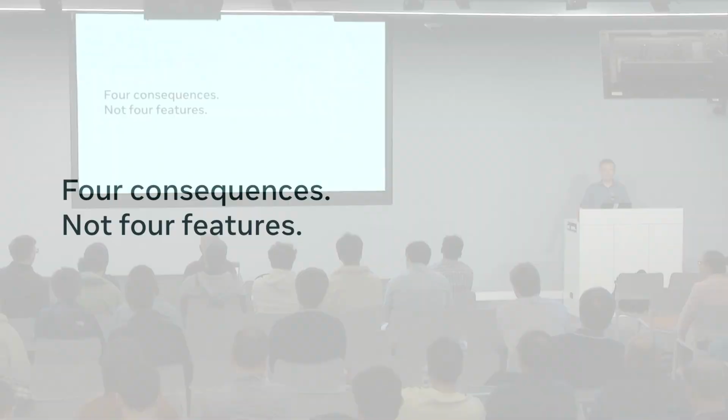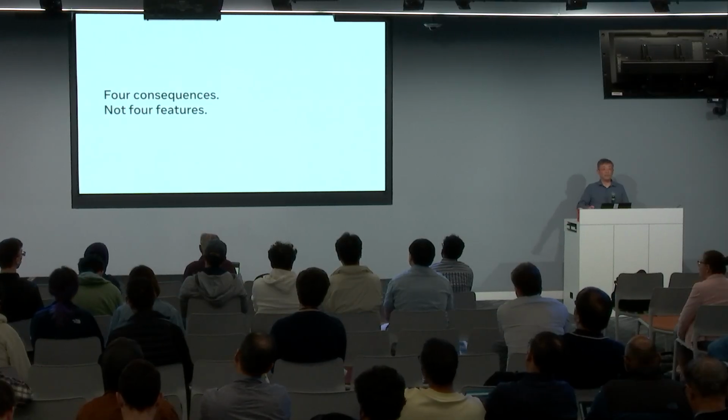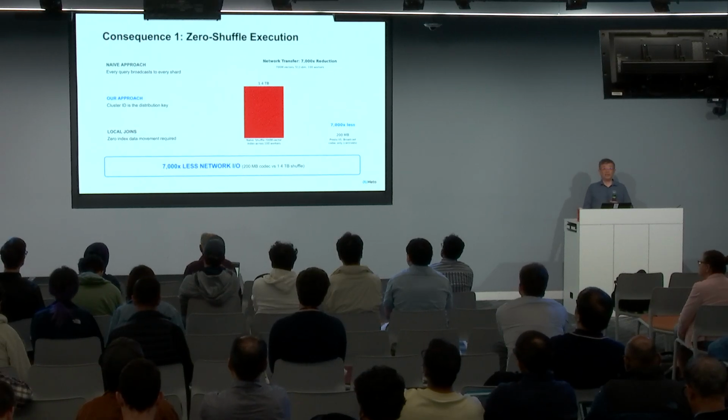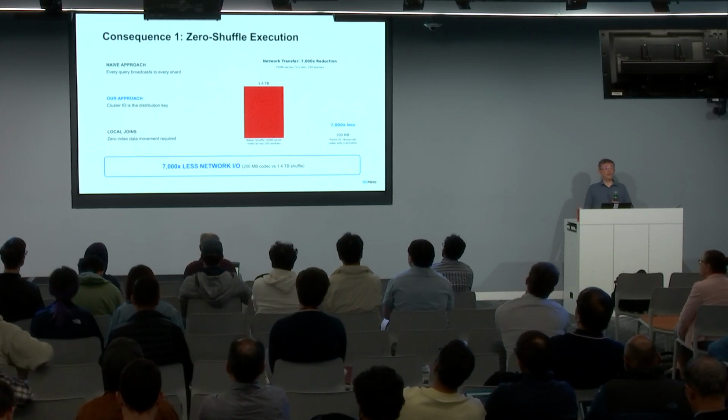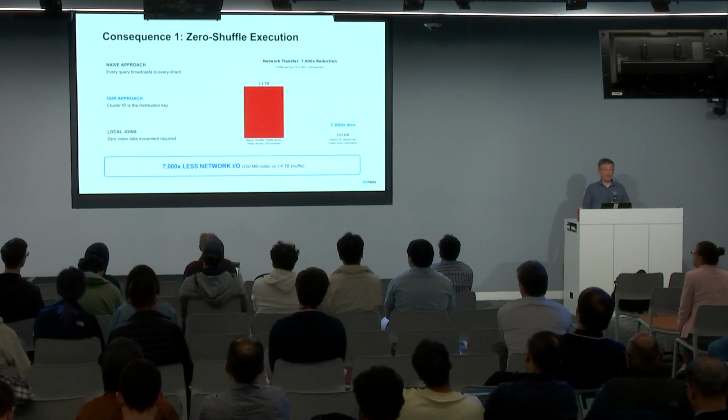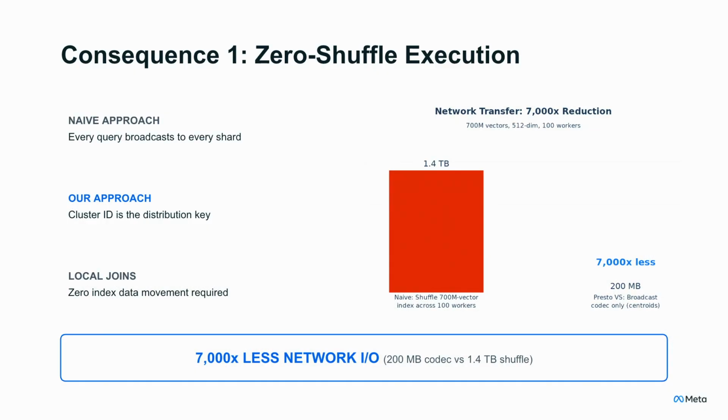So now let me show you something very interesting. Because of this observation, this decomposition, we get several capabilities for free. The first capability is zero shuffle execution. In a naive system, when you need to do vector search, you have to shuffle every query to all the candidate partitions.